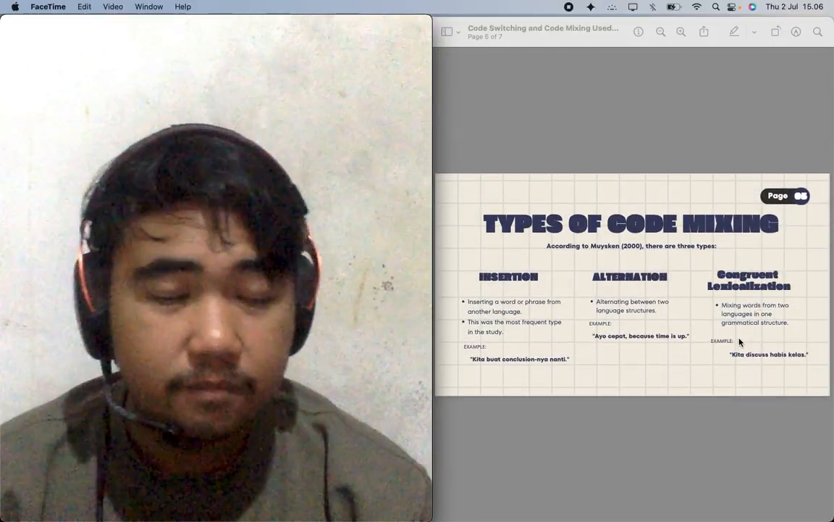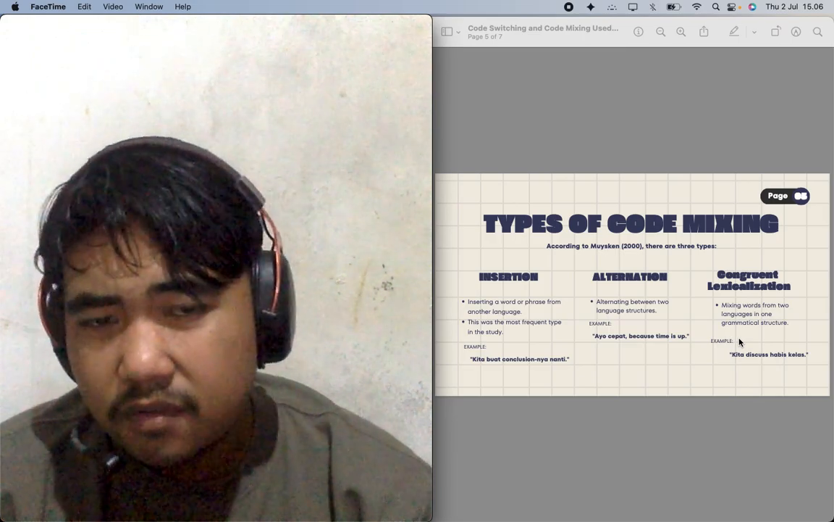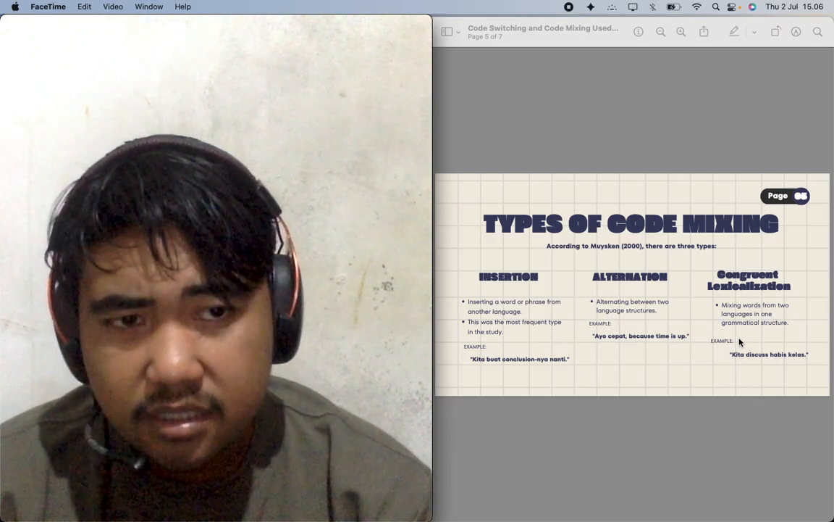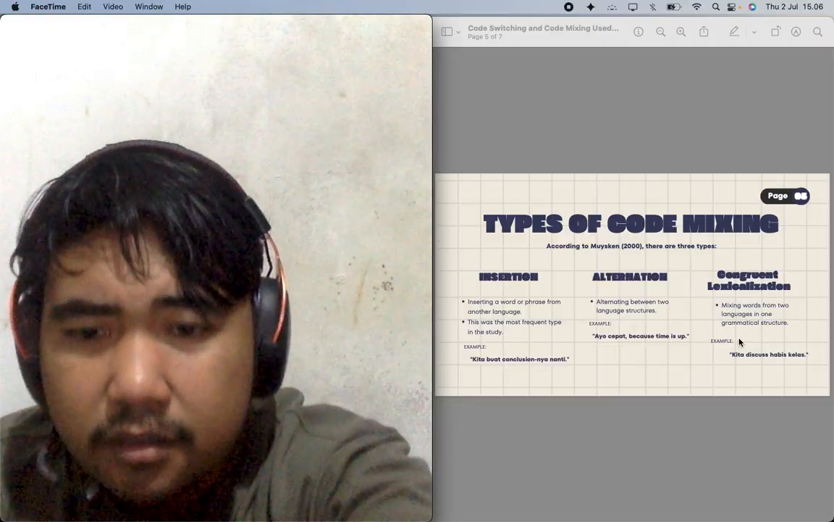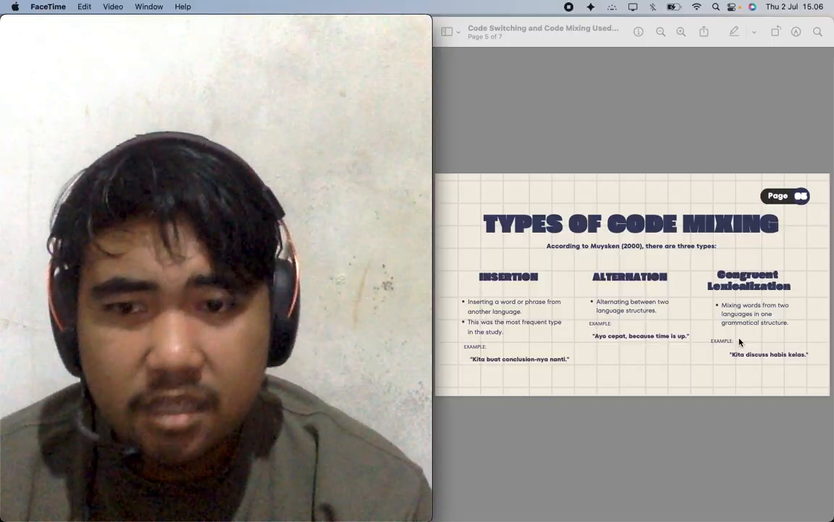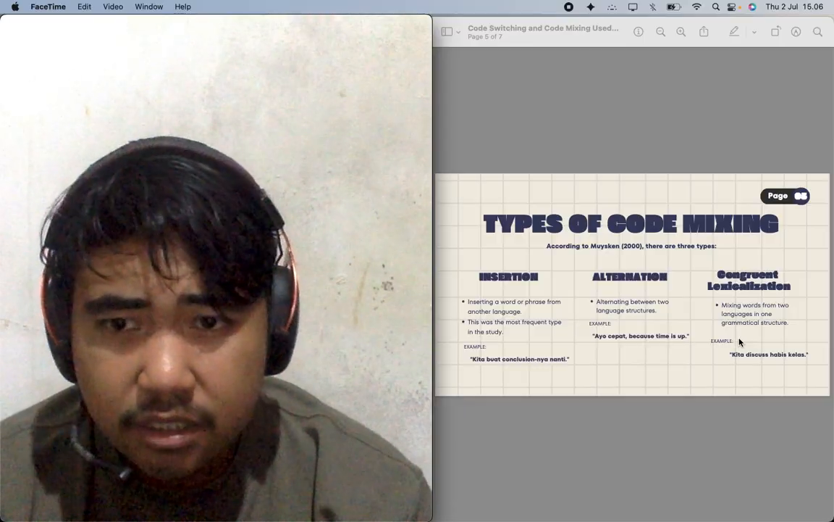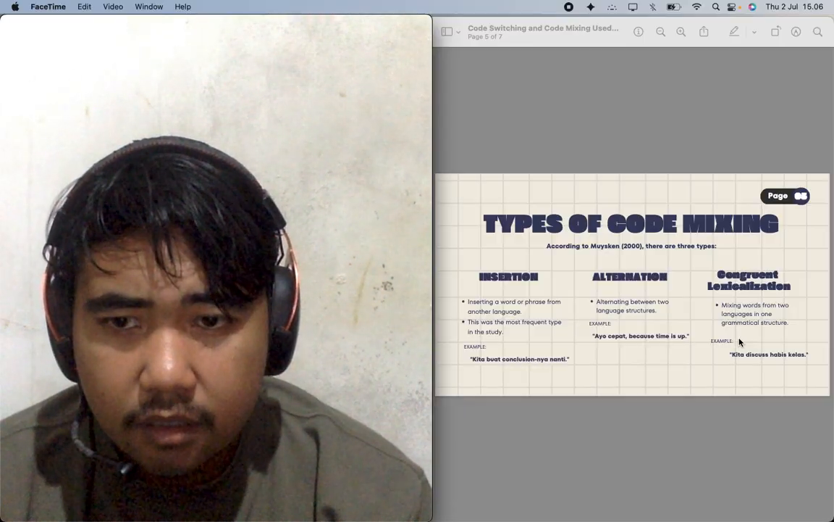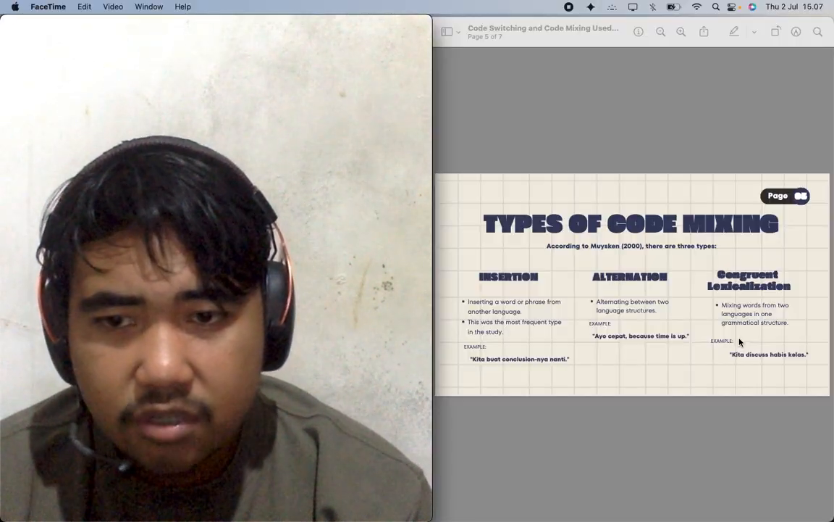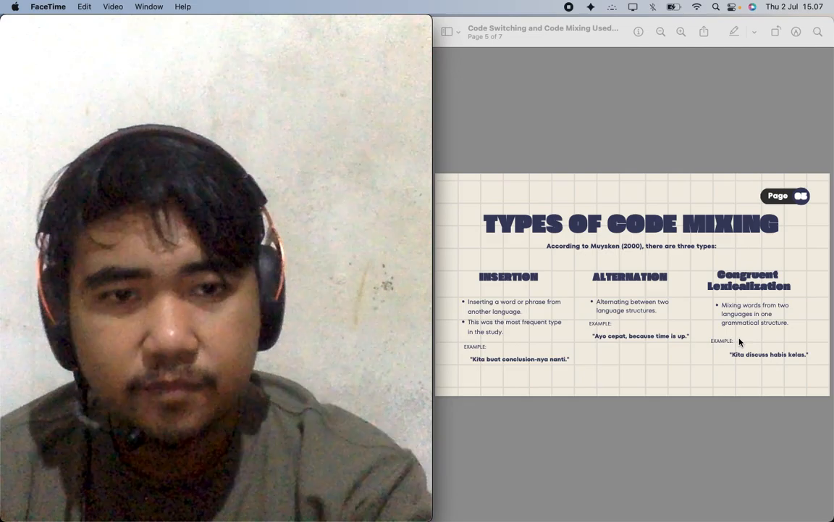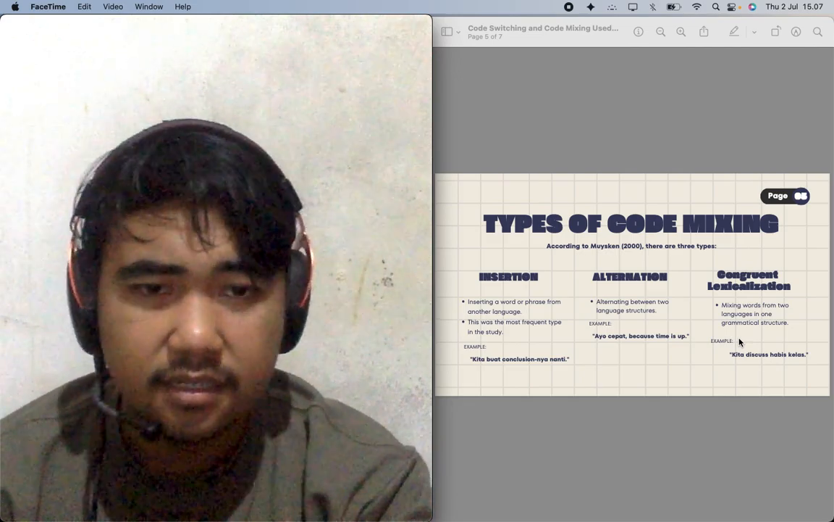Back to the previous slide. There is a difference between insertion and congruent lexicalization. The difference is that insertion only inserts one word or phrase from another language, while congruent lexicalization mixes two languages naturally within the same grammatical structure. Okay, those are the differences between insertion and congruent lexicalization.